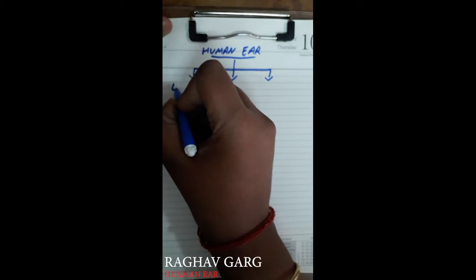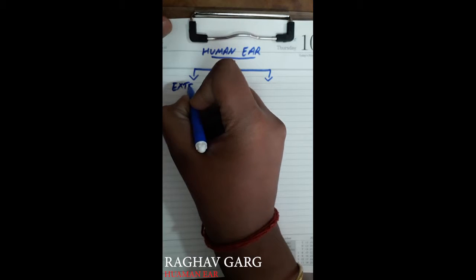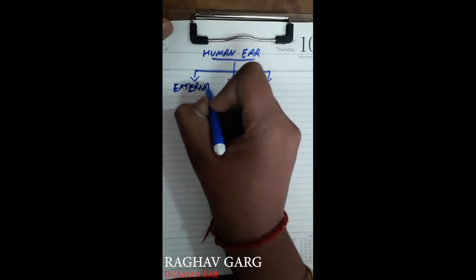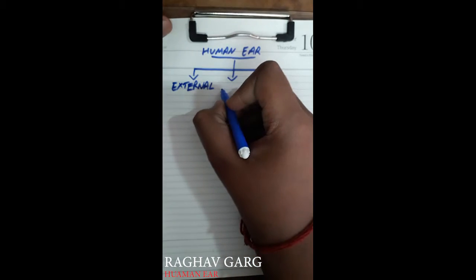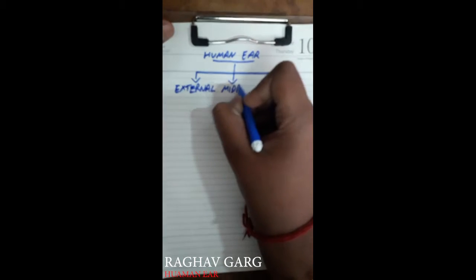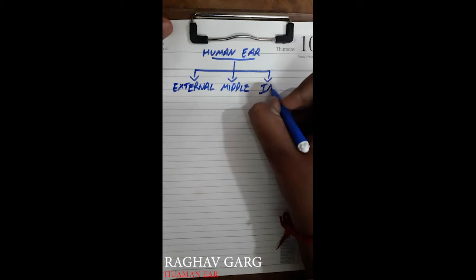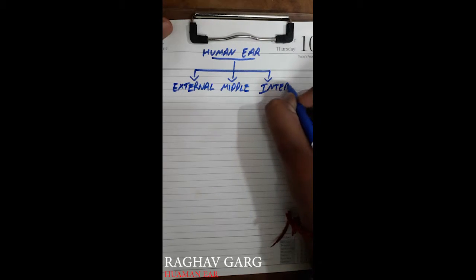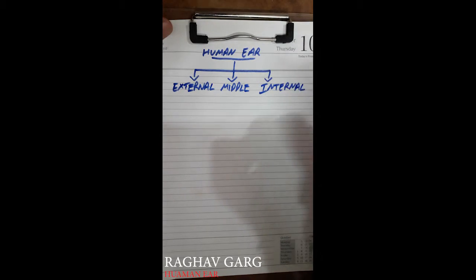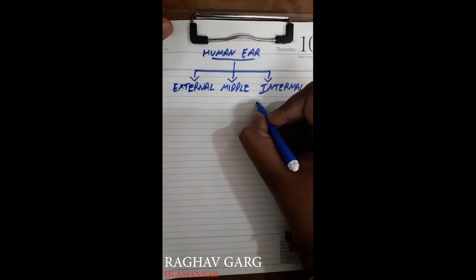Now the human ear is composed of three parts. First, external ear, second, middle ear, and third, internal ear. It is also known as membranous labyrinth.